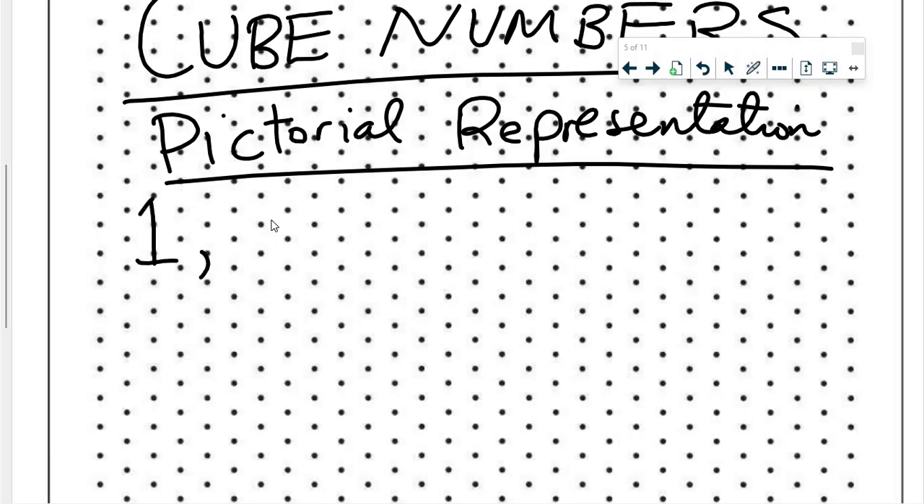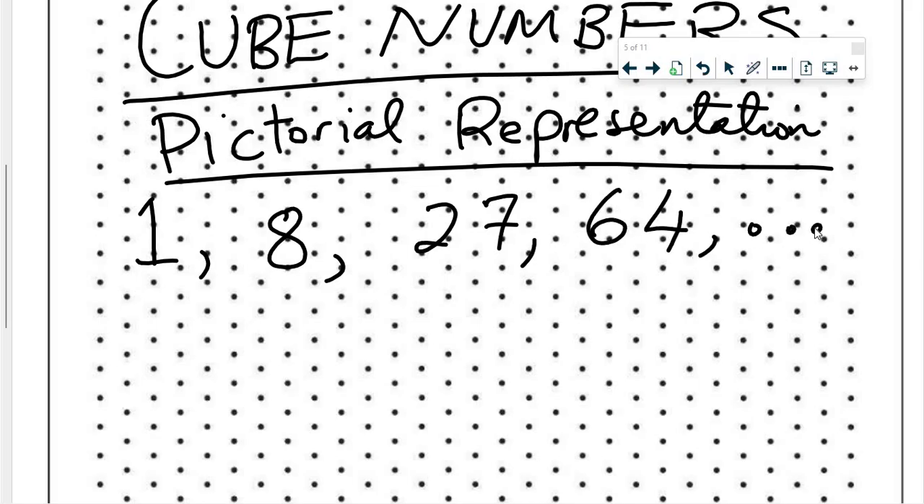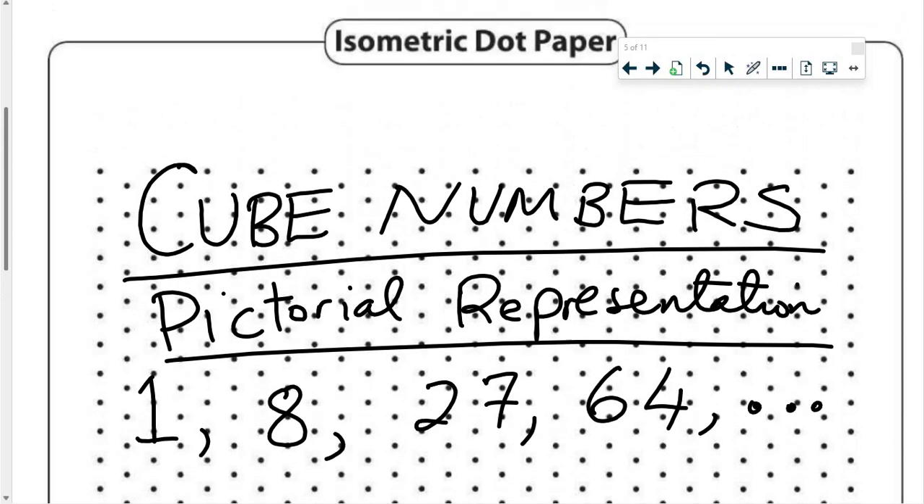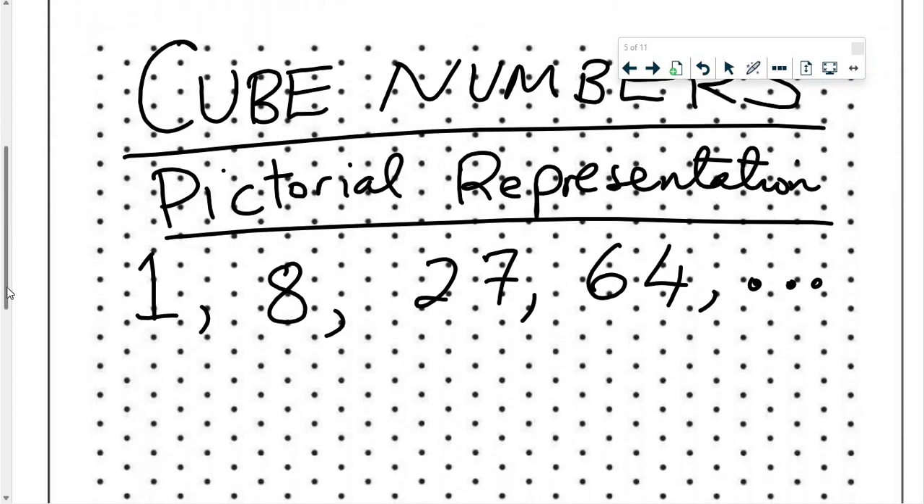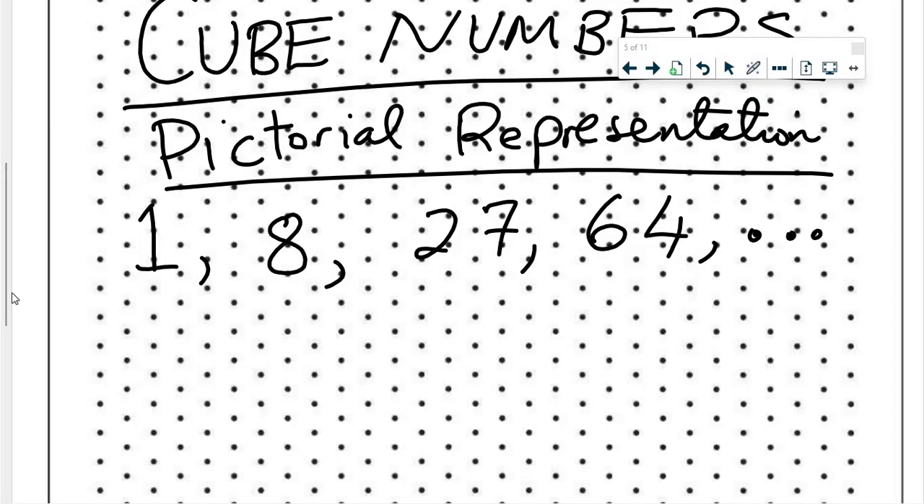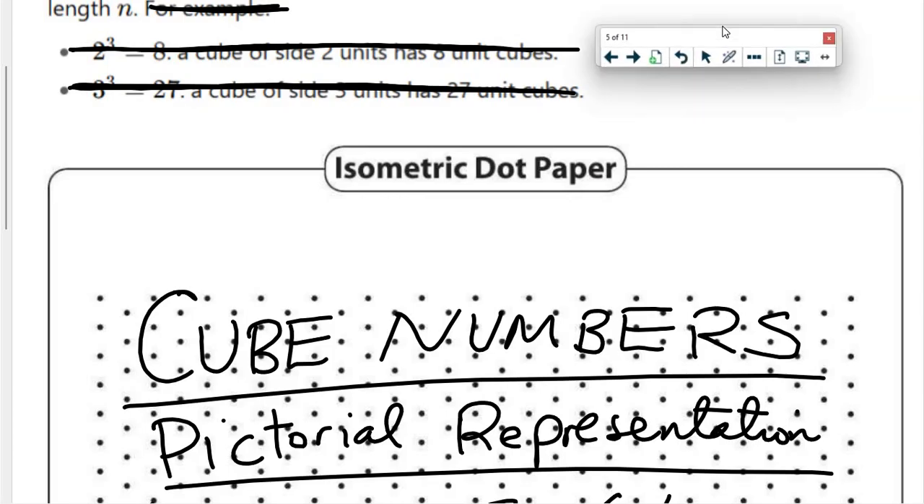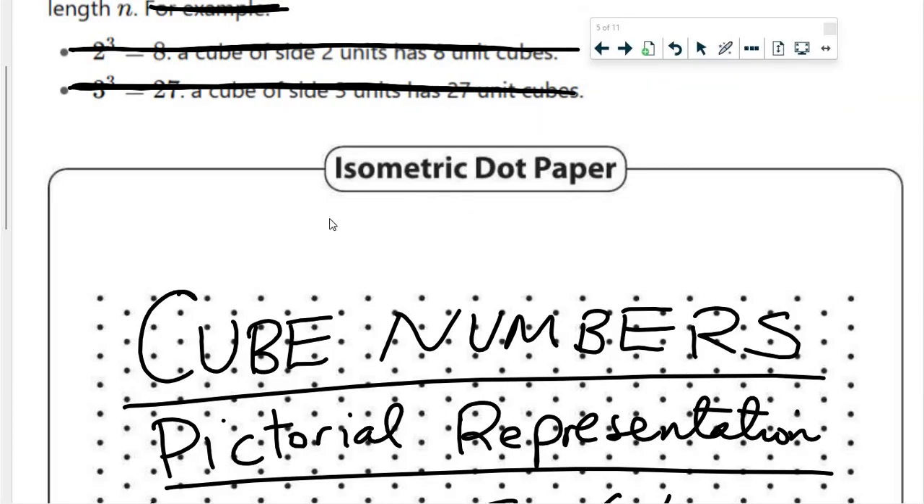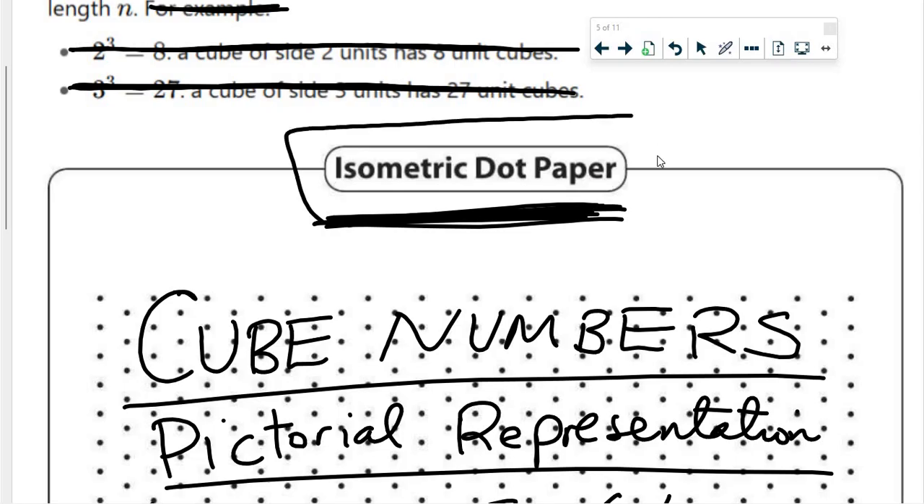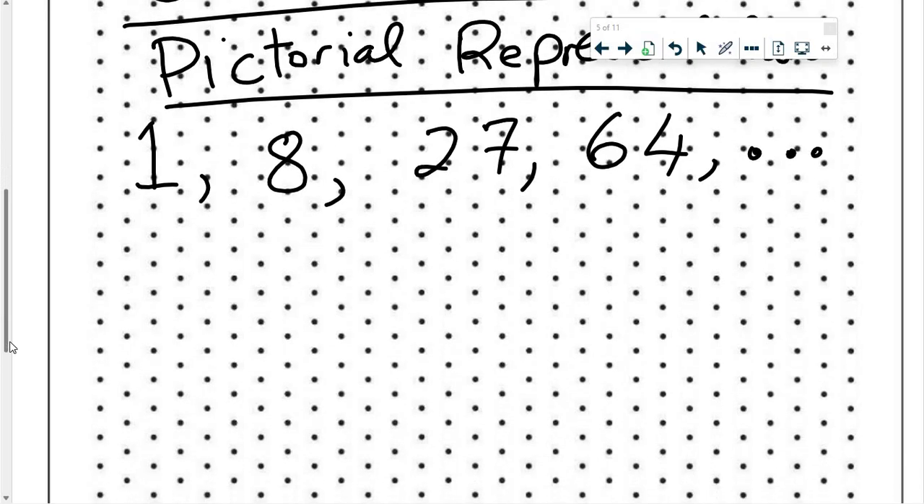Maybe you can proceed at your own time. How do we draw the pictorial representation of cube numbers? We use a paper we call isometric dot paper. To draw a picture for cube numbers, we use isometric dot paper for easy drawing.